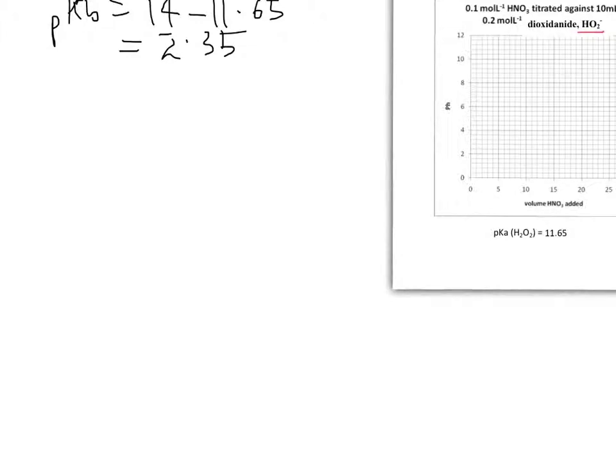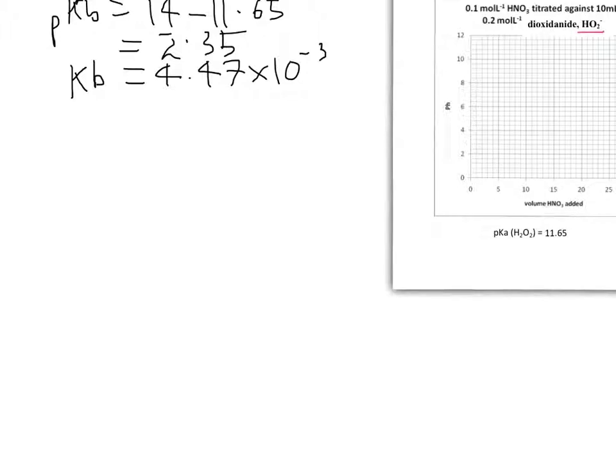Okay, from our pKb we can work out our Kb by just doing 10 to the negative pKb, which gives us 4.47 times 10 to the negative 3.